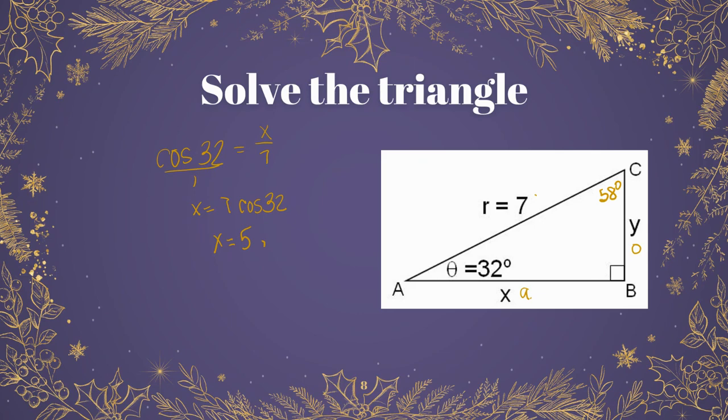So I'm going to say that the sine of 32 is equal to y over 7. So it's going to look very much like what I just did, except this time I'm going to do sine, and I'm going to solve the same way. So I'm going to cross multiply, and I'm going to get that y is equal to whatever the sine of 32 times 7 is. Well, let's put that in the calculator. 7 times the sine of 32.